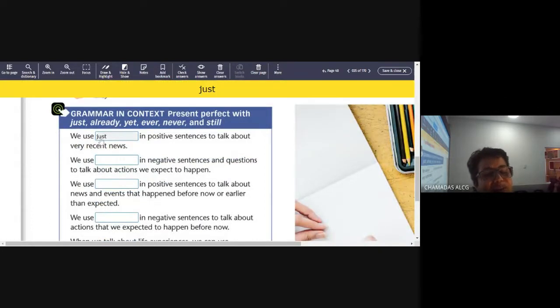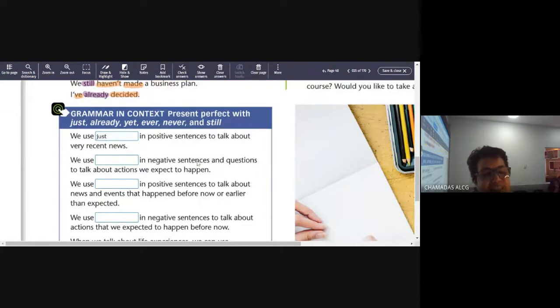We use just in positive sentences. Now, the next one, we use in negative sentences and questions. What do we use in negative sentences and questions? Yet. Okay.